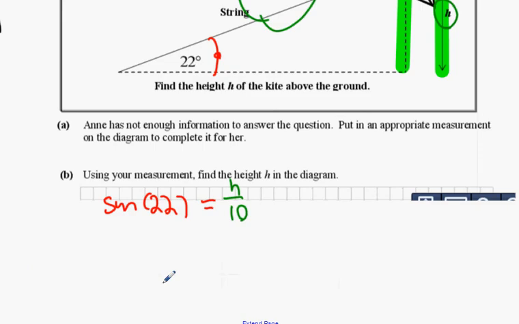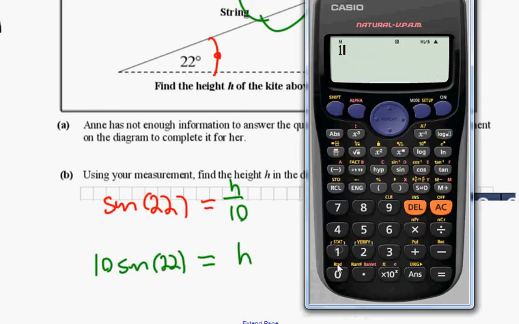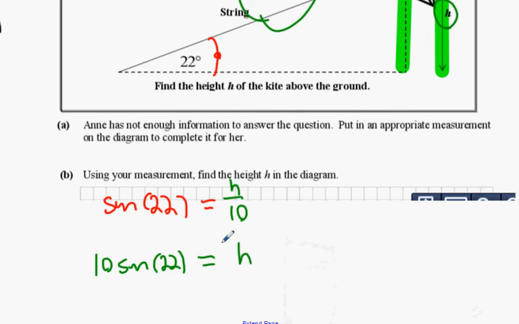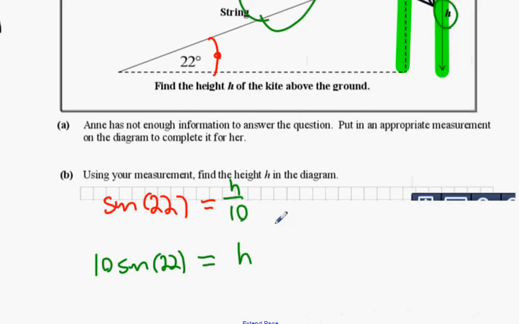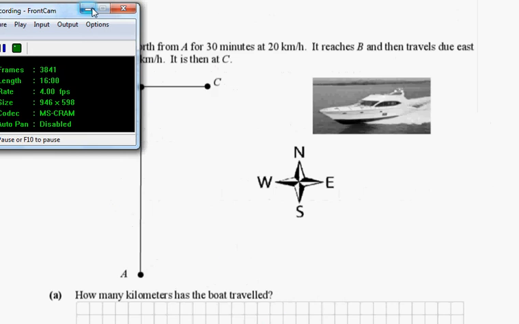How do we get h on its own? 10 sine 22. And what is 10 sine 22? Did you do that, Ben? You just got it there, did you? 3.75 maybe? Yeah. Did anybody else do a different way that they want me to check out? Anybody else attempt it a different way?